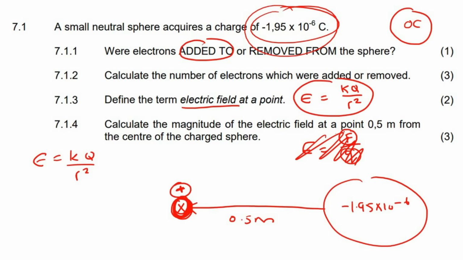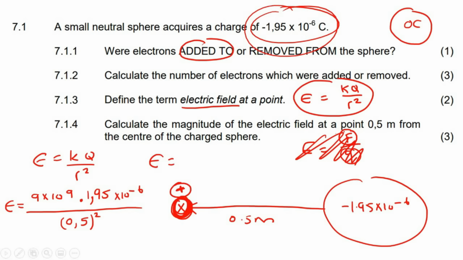Now this question says calculate the magnitude. That just means we don't need to worry about the direction. We just need the size of the electric field at a point 0.5 meters from the center. So we'll use this formula. We know that K is a constant, which is found on our formula sheet. The charge is 1.95. Remember, with this formula, we don't put the negative in the formula. And then the distance, which is 0.5 meters. That's the correct unit. And then we must always remember to square that.